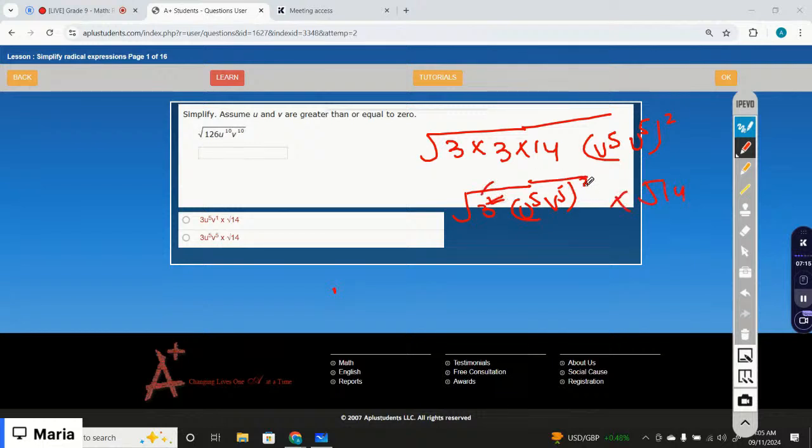So the square and square root cancel out. You are left with 3 u5 v5 square root 14. Got it? So option number 2 is the correct option.